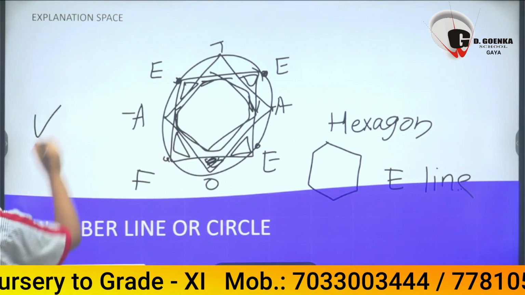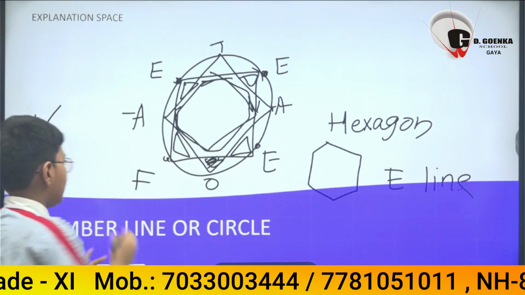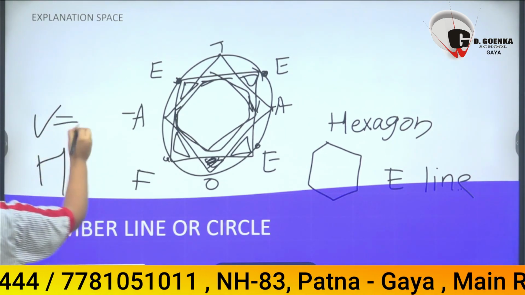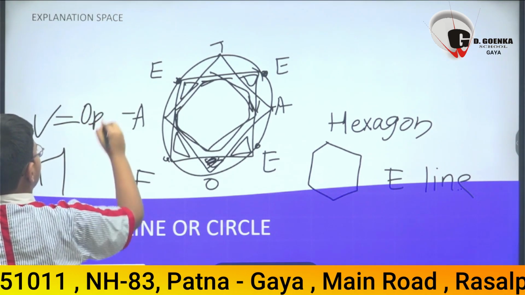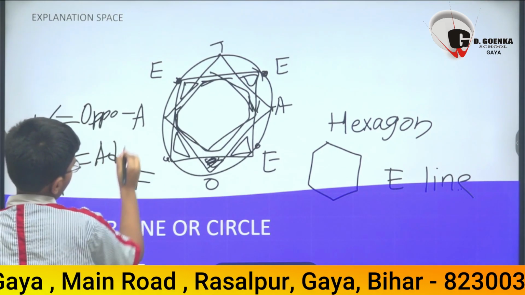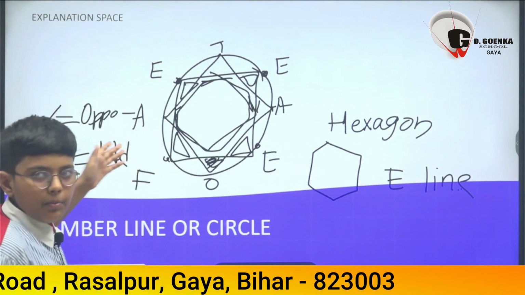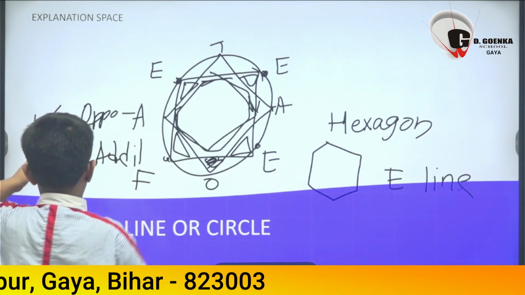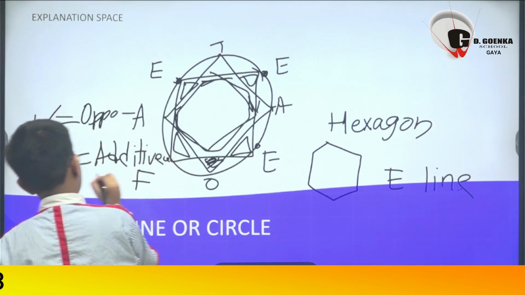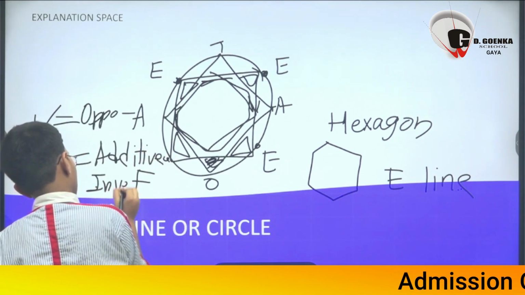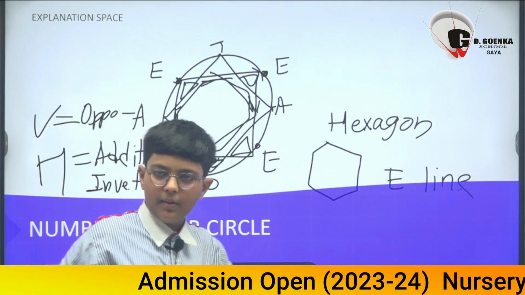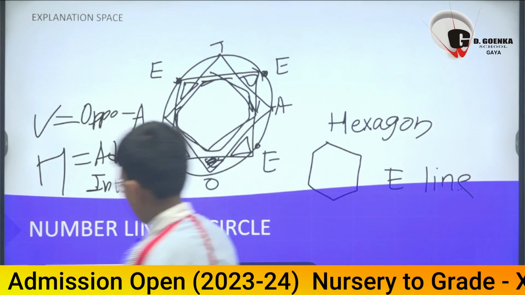Now these are vertical lines. I have told about vertical lines and horizontal lines. Now it's the last summary. Vertical lines mean opposite, and horizontal means additive inverse. It means the sign will not change in the opposite one. It's just additive in horizontal. It is additive inverse. Additive inverse means the sign will change, like it's -1, it will become +1. Okay. Now the next slide.